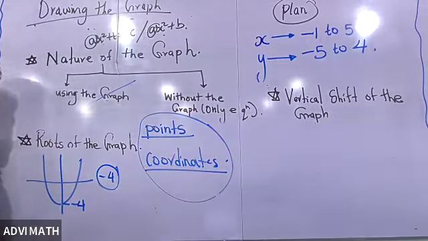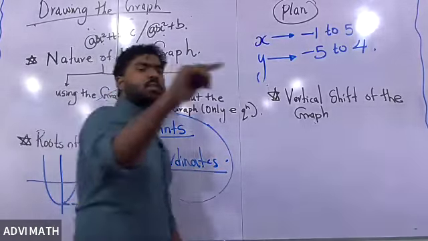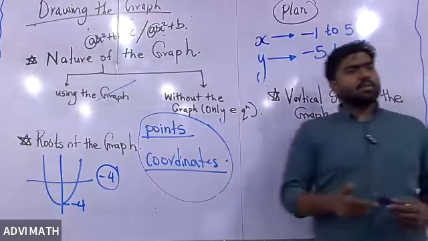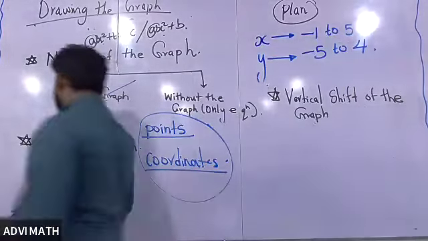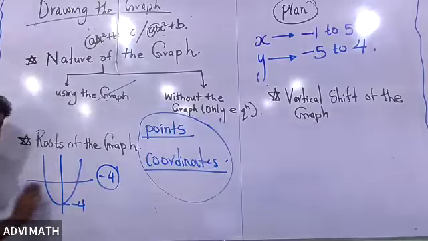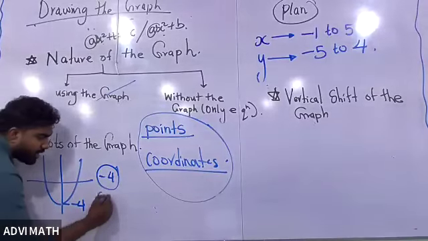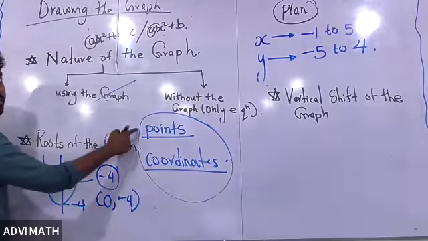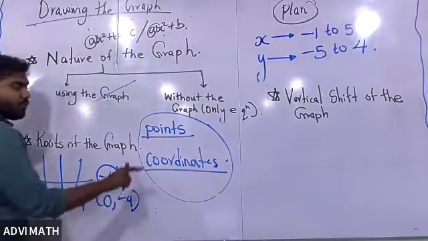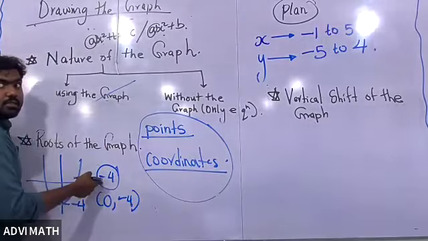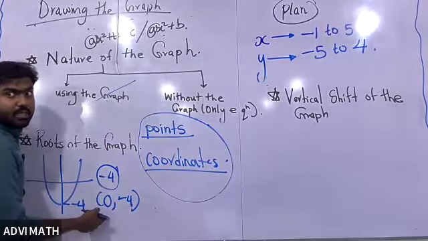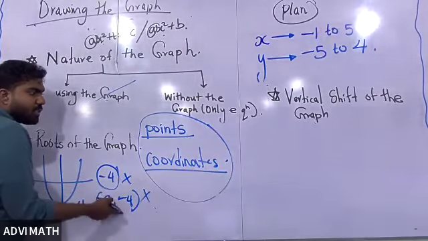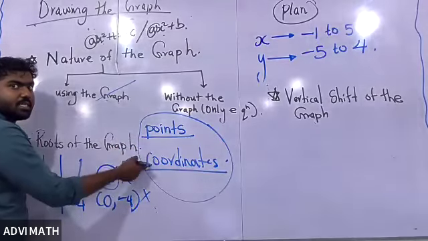If I ask you, what is the coordinate of the minimum point? Coordinate means two values should be there. Have I moved anywhere in my x direction? No, I have moved only in the y direction. 0, -4 is my coordinate. Try to understand the difference. If they ask you coordinate, you will write this. If they ask you points, you will write this. Otherwise no marks will be given.